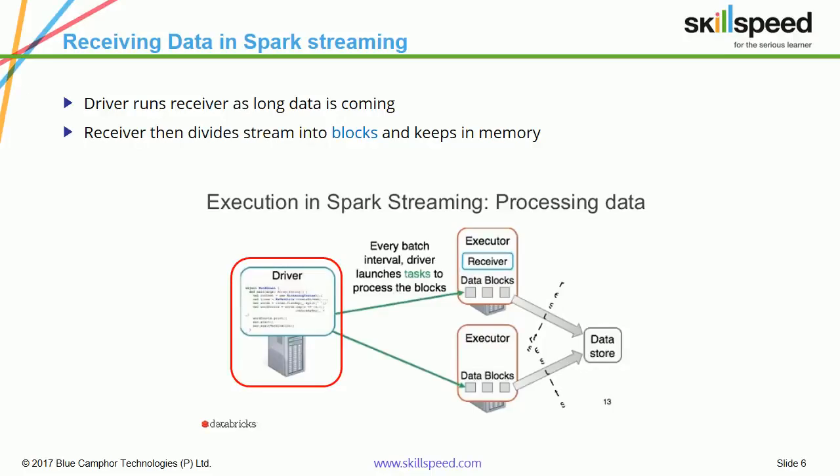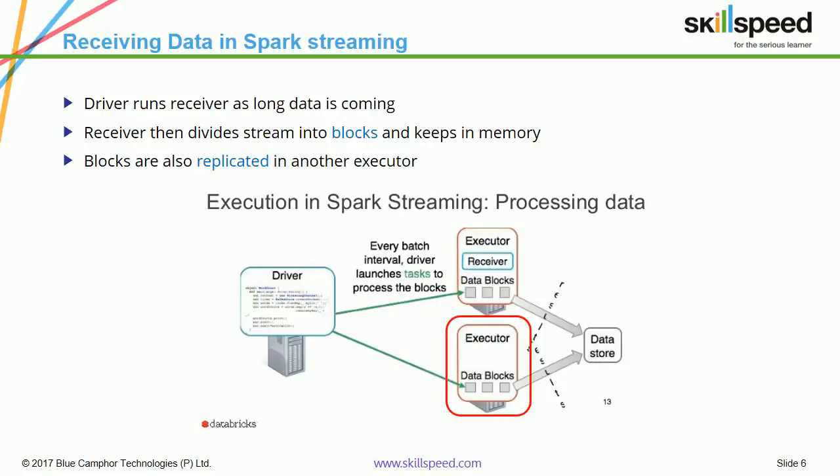Here you can see that the driver is running in a separate machine. Then we have one worker node having a receiver which accepts your data stream. And this data stream is divided into blocks and kept in memory. And then it is also replicated.